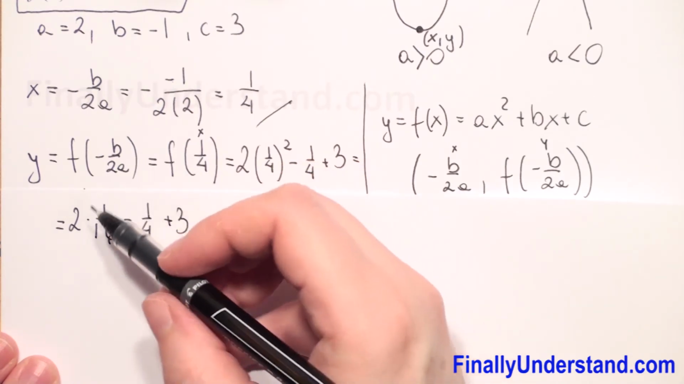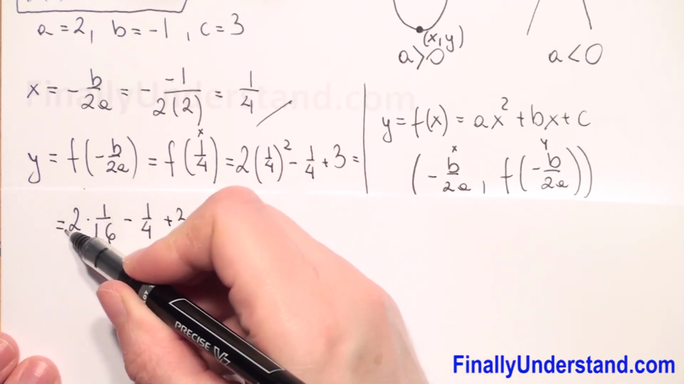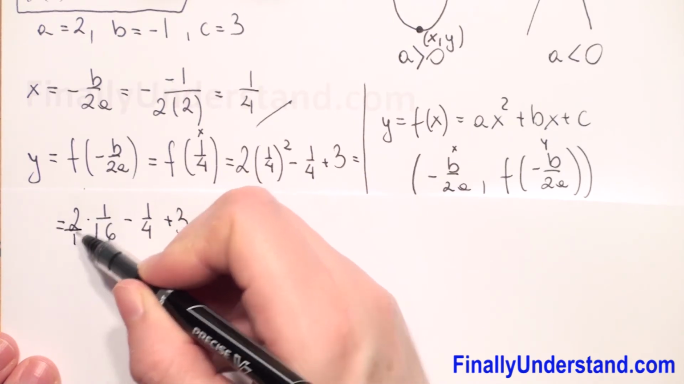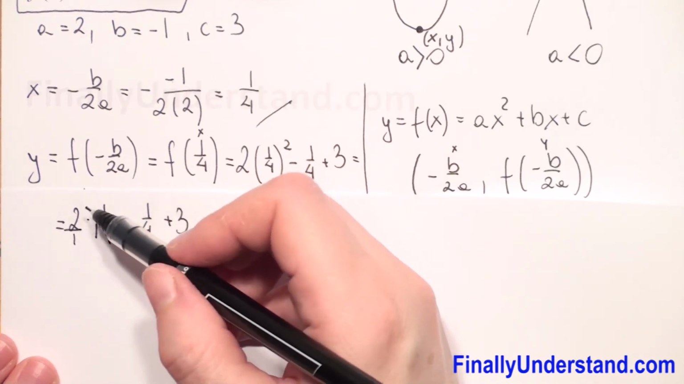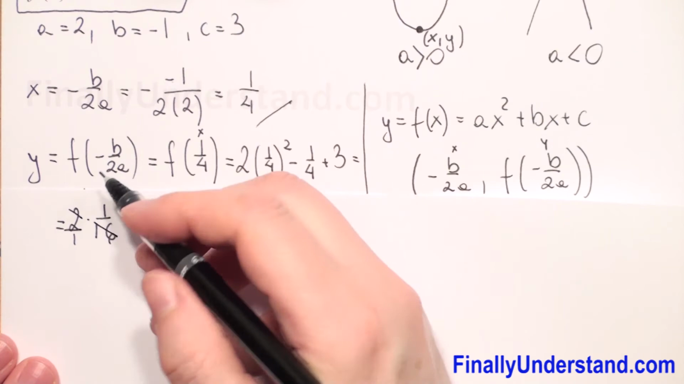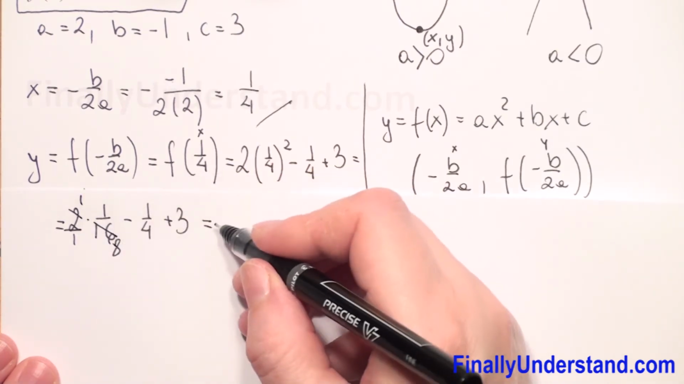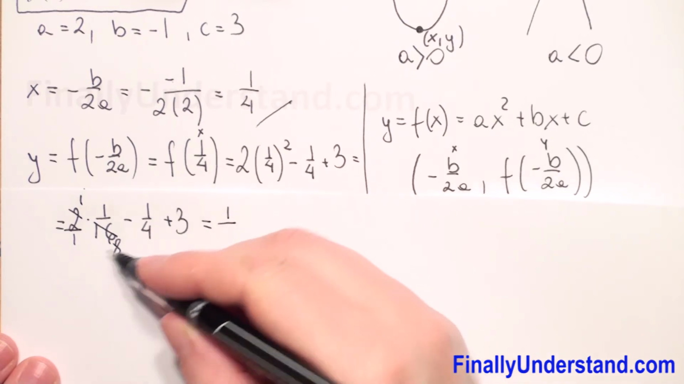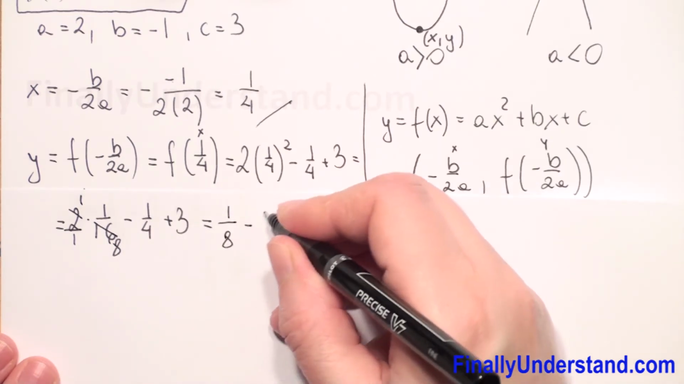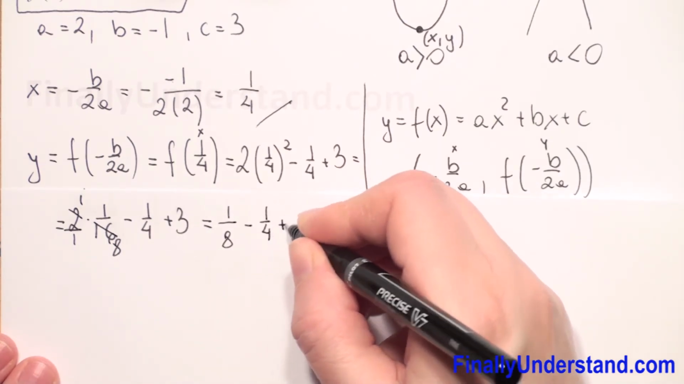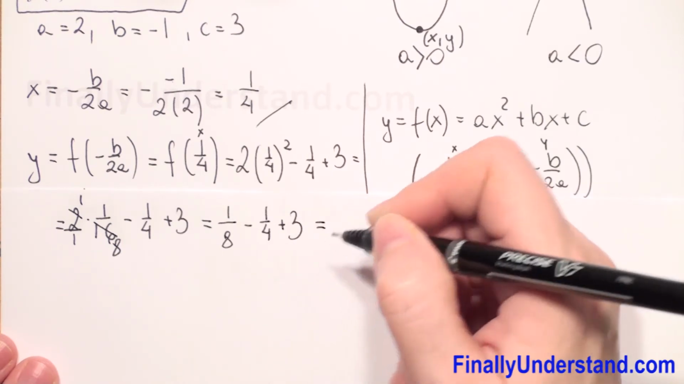So this is equal. We have fractions, so we can make a fraction with 2, so it will be 2 over 1. And now we can reduce 2 with 16, will be 8 and 1. So we have 1 times 1 is 1, 1 times 8 is 8, minus 1 over 4 plus 3. So this is equal.